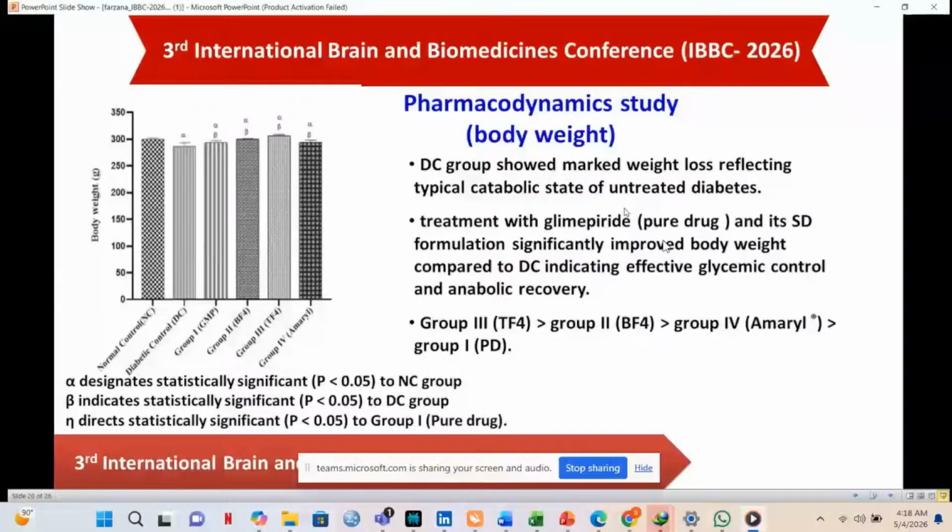And next is the renal function test. In the renal function test, the diabetic group shows renal dysfunction, while the treatment group shows renal improvement, showing the restoration of the renal biomarkers. Last one, the stability study. At accelerated and intermediate conditions, the drug content remains stable across all conditions, and a slight decreasing trend was observed over time.